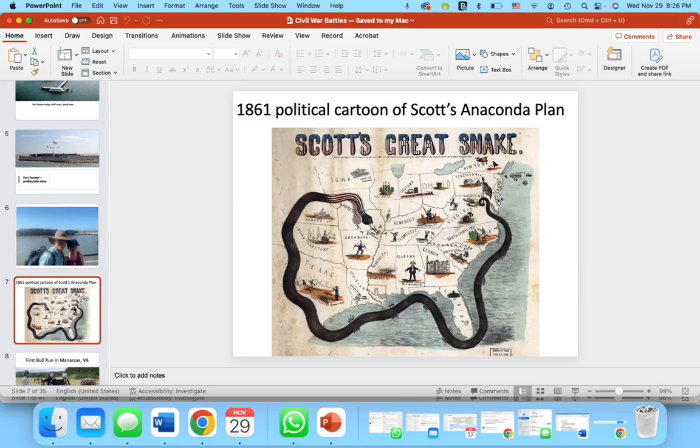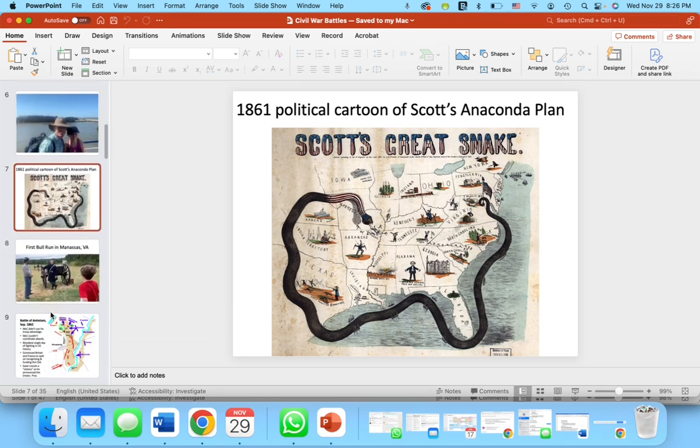The North's strategy was outlined by General Winfield Scott, and it's called the Anaconda Plan. Anaconda is a great big snake. And basically, they wanted to surround and strangle the South like a snake does. So the first part of the plan is they're going to blockade the coast so that the South cannot get out their cotton and their cash crops and sell them in Europe and get money to fight the war. Another thing is they're going to attack straight at Richmond, Virginia, which was the capital of the Confederacy. Also, they're going to try to take the Mississippi River and cut the South in half.